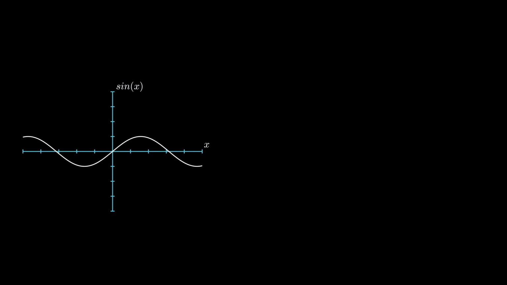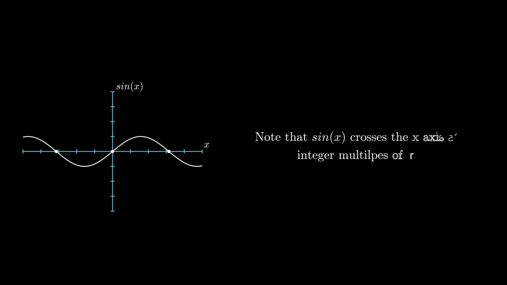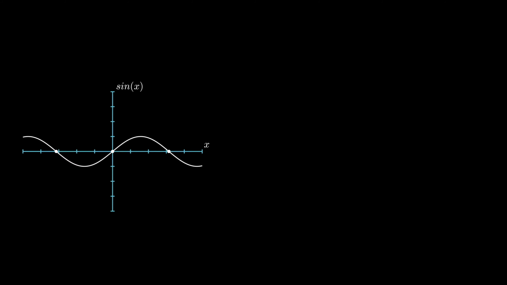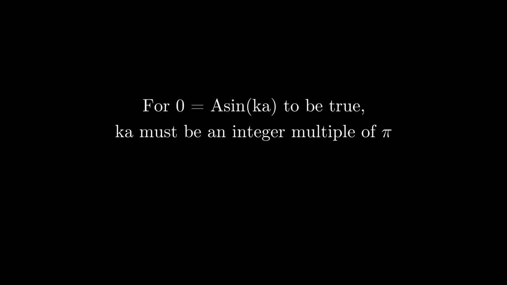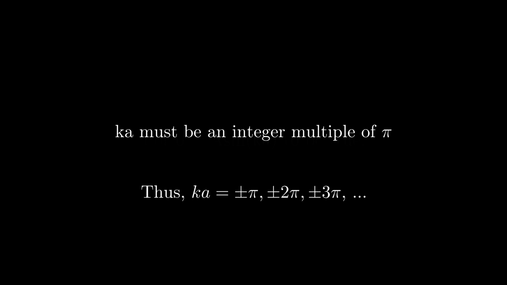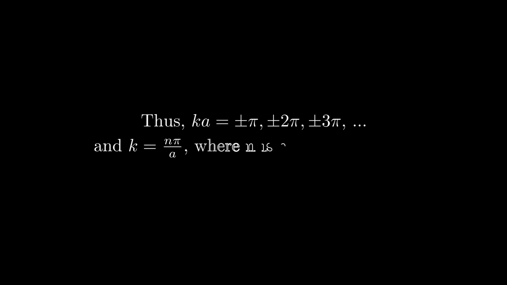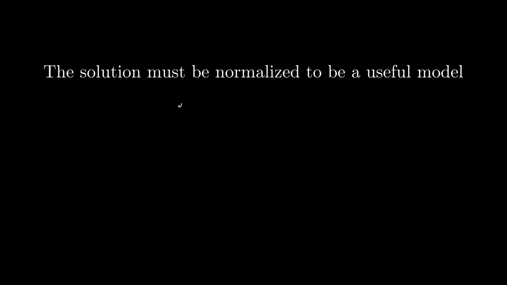The sine function crosses the x-axis at integer multiples of pi, implying that ka must be an integer multiple of pi as well. Thus, ka is equal to n times pi, and k equals n times pi all divided by a, where n is a positive integer starting at 1. n equals 0 is not a useful solution because it is just another trivial solution.